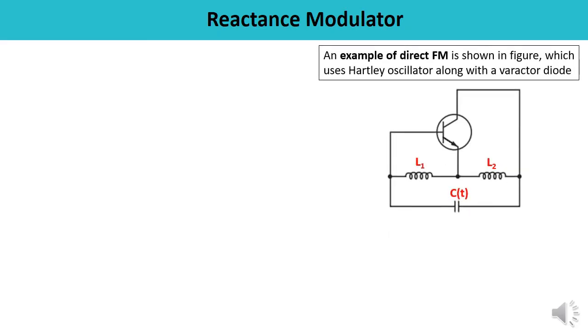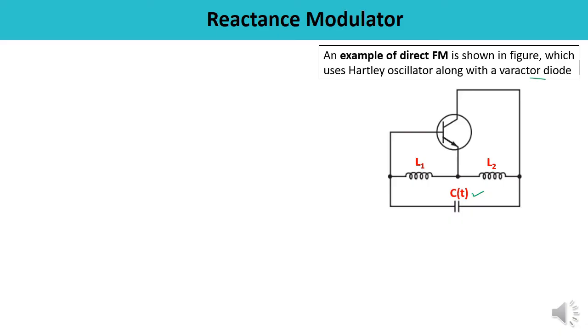An example of direct FM is shown in this diagram, which uses a Hartley oscillator along with a varactor diode. You can see two inductors, L1 and L2, shown here. You must be able to recall that the varactor diode is reverse biased and its capacitance depends on the reverse voltage applied across it. Here this capacitance is shown as C of T.